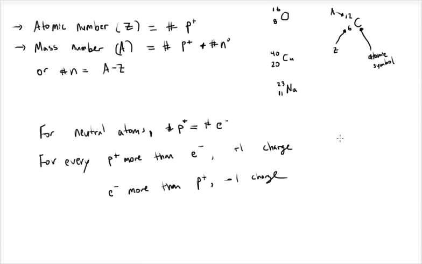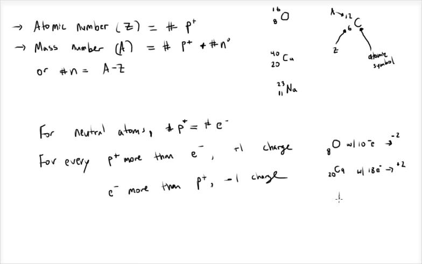For example, if I have an oxygen atom, and I tell you that it has 10 electrons in it, you would know that since oxygen always has 8 protons, it would have 2 more electrons than protons. So it would have a -2 charge because it's got 2 extra electrons. If I had calcium and my calcium had 18 electrons, now I have 2 more protons than electrons. That would give me a charge of +2.